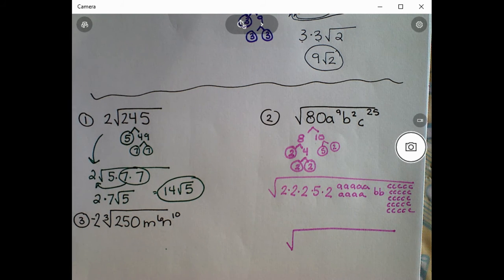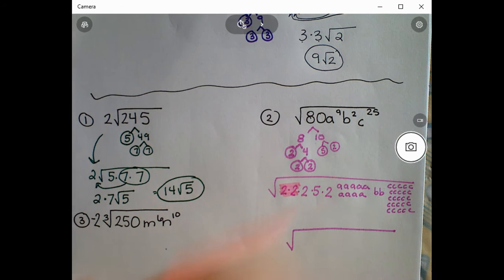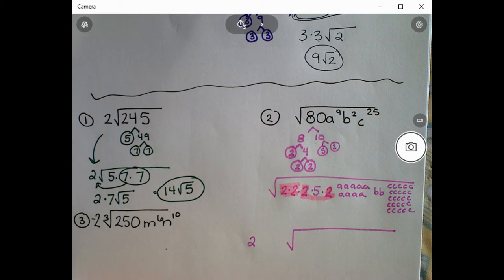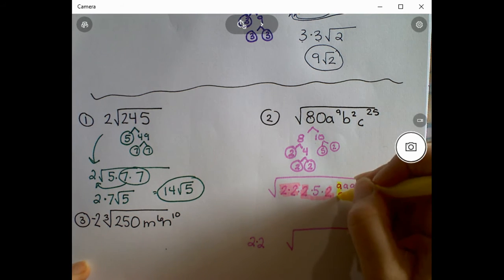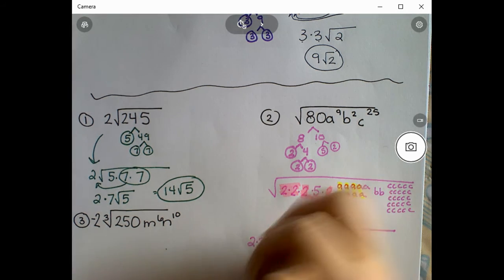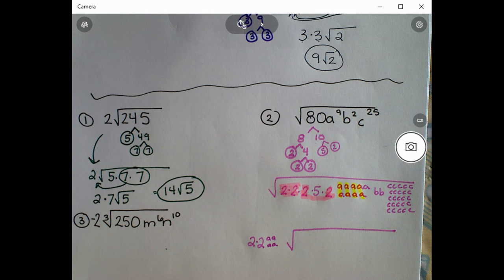Anything that we have 2 of the same is going to go on the outside. So here we have a pair of 2's. Here is another pair of 2's. All right, I'm going to switch colors just for excitement. All right, we have a pair of A's. 1, 2, 3, 4 pairs of A's. Okay, we have a pair of B's.